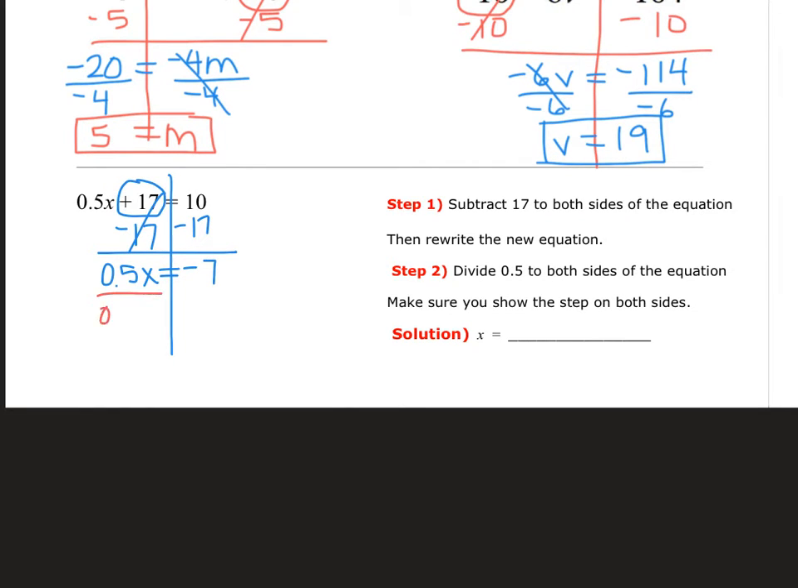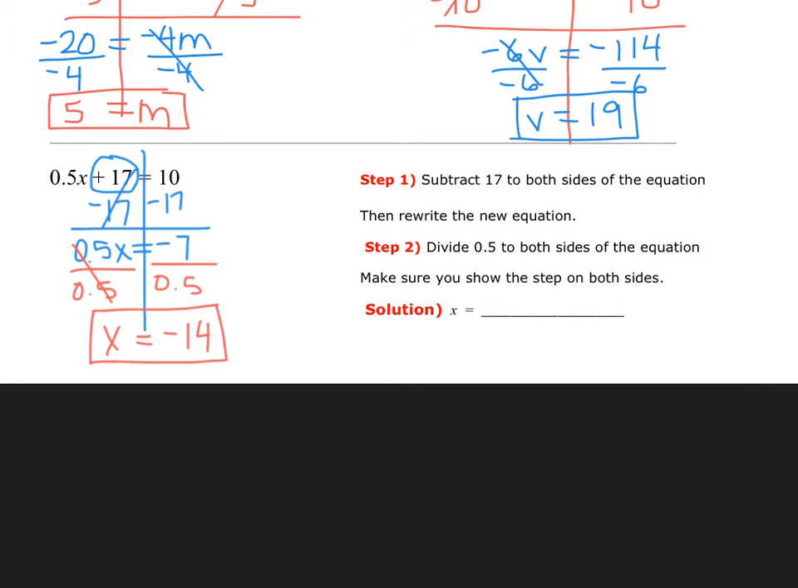And again, notice most of the time the last step we do is the division step, but it's not always the case, so just be careful with that. And x equals negative divided by positive is a negative, and this will give you a -14.